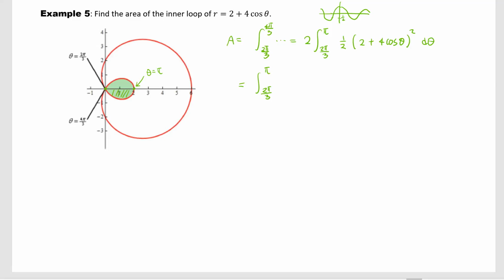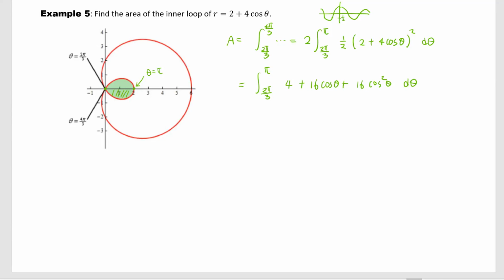And then 2 plus 4 cosine theta squared. Let's multiply out. So it's 2 squared plus 2ab, so 2 times 2 times 4, which is 16 cosine theta, and then plus 4 squared, which is 16 cosine theta squared, d theta. So far, so good, everybody?